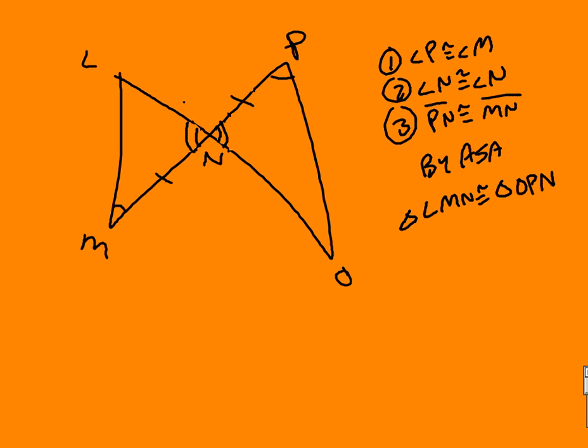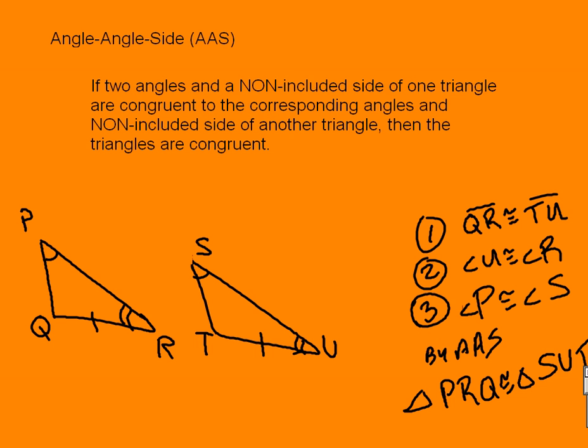The last one, angle side angle. Or if you want to go the other way, I can say side angle. It's no problem. I don't say anything inappropriate this way. It's two angles, and this time the side is not between, like it was before. It's on the outside here. So in this case, PRQ and SUT are congruent to each other.